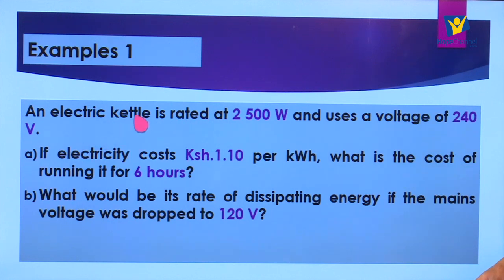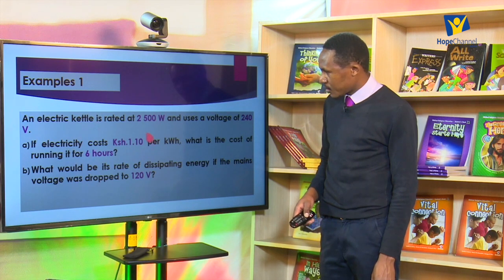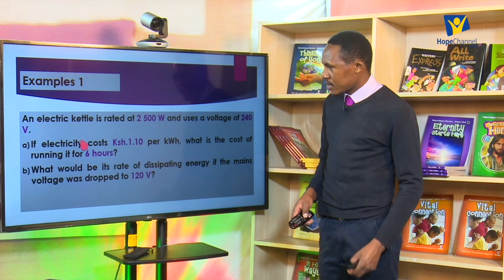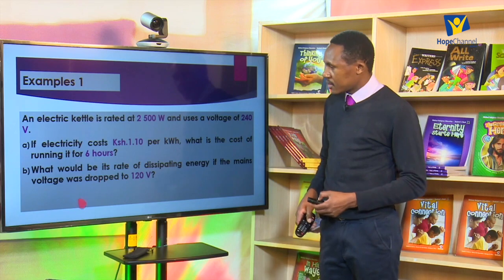I'll just stop it there for now. So we want to pose the question to you. So we go to the solution part, and then we read the second part. So here we have an electric kettle. The rating is 2.5 kilowatts, and it's operating on a 240 V supply. The cost per unit is 1.1, and the kettle is allowed to run for 6 hours. So how much is going to be spent running that kettle for the 6 hours?